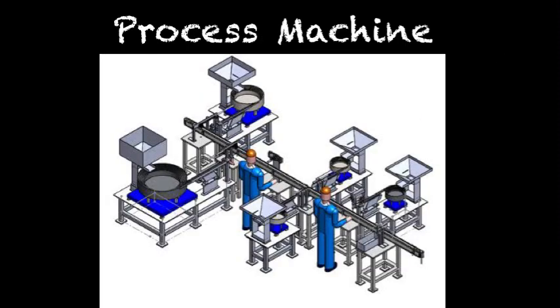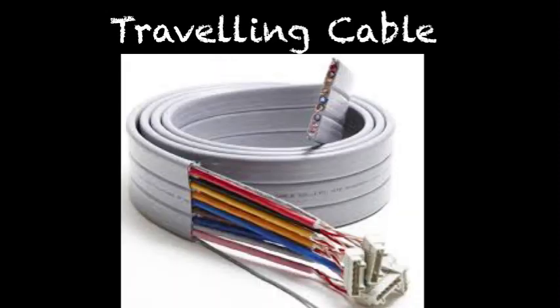Process machine is equipment designed and operated for a specific purpose. Traveling cable is a cable made up of electric conductors which provide electrical connection between an elevator or dumbwaiter car and a fixed outlet in the hoistway.